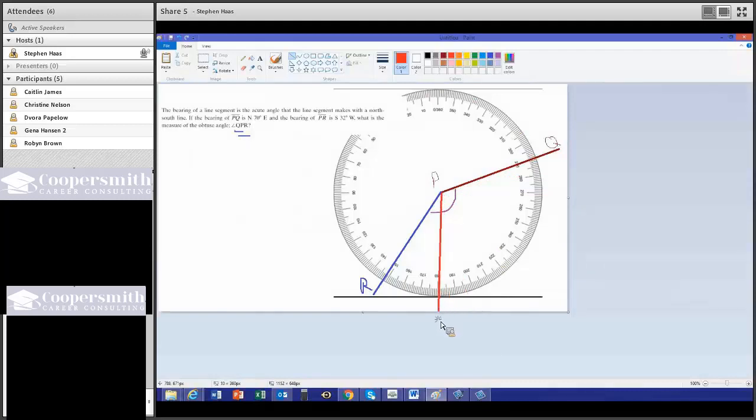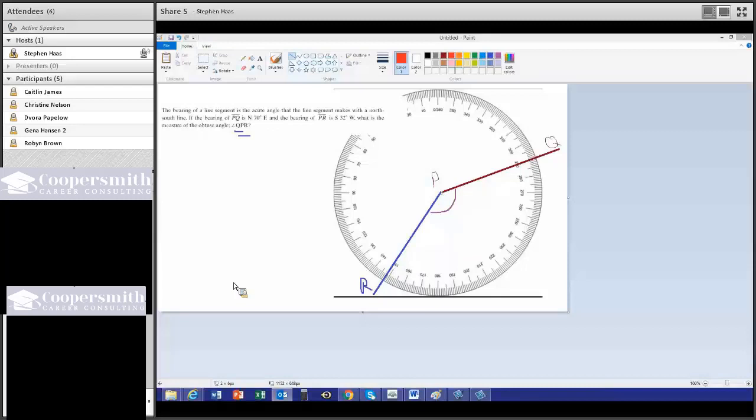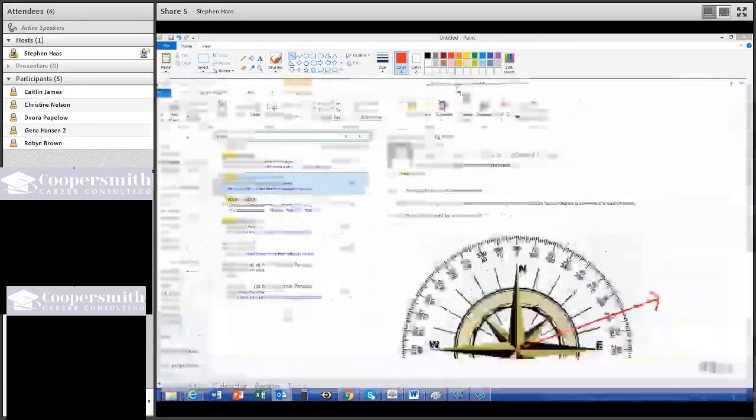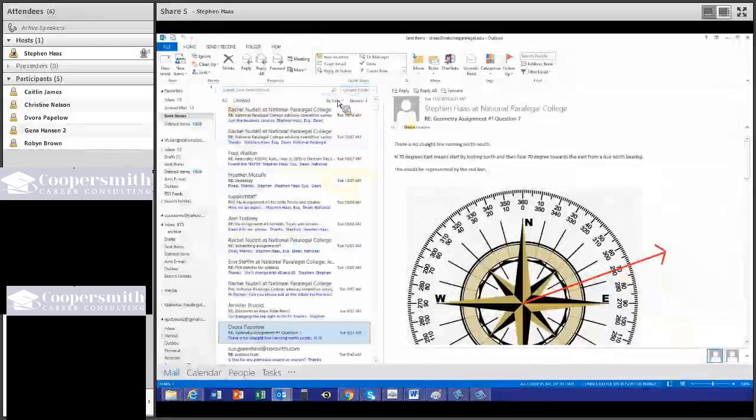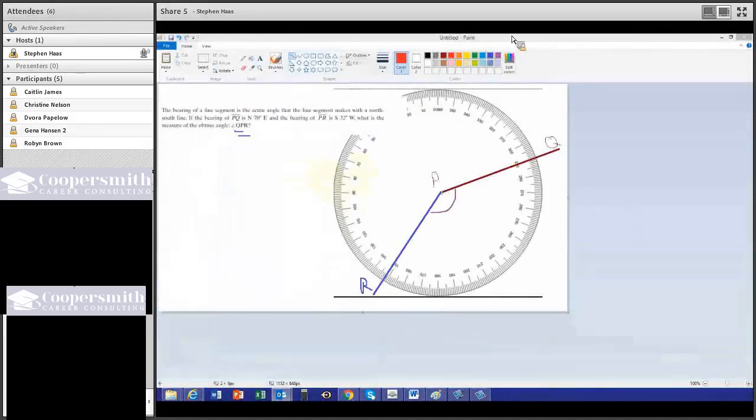Let me look for that email that I was referring to. All right, where is it? Okay. All right, anyway, where's the email? There we go. All right, can everybody see the email over here?